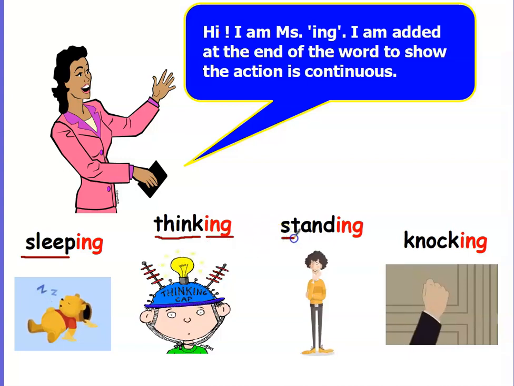What is the verb here? Stand. If you add ing at the end of stand, what will it become? It will become standing, as this man is standing. Look at that. It is knock. If you add ing at the end of it, it will become knocking. That shows the action is continuous. You can see that the man is still knocking. Hope you understand that.